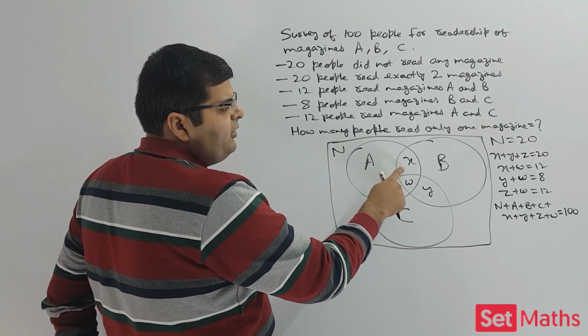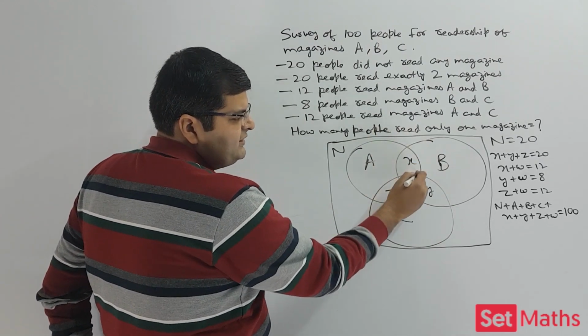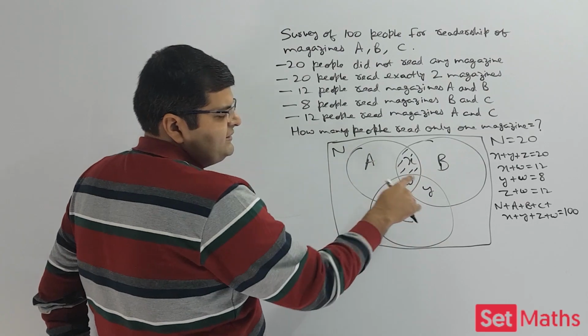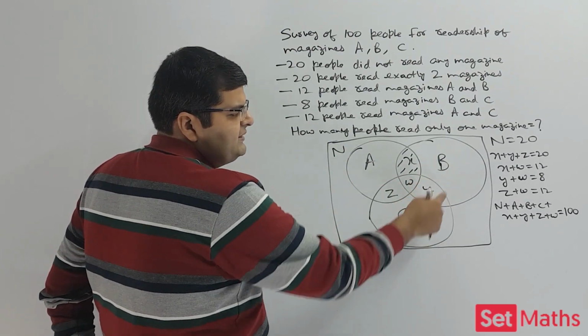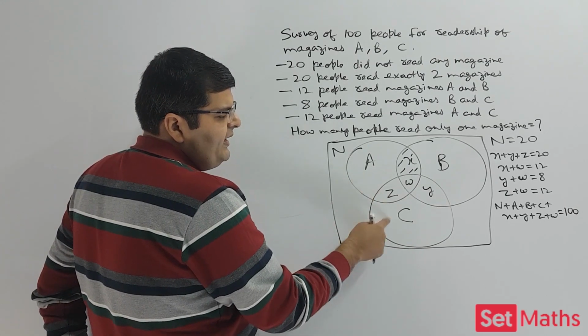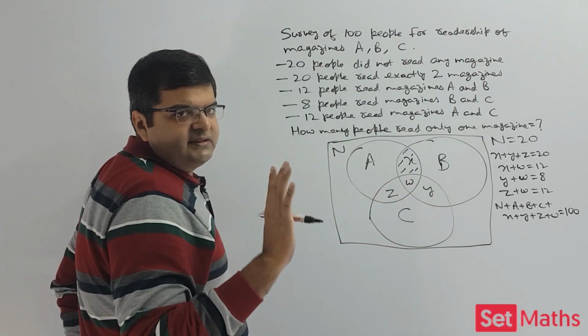X is for the number of people reading A and B only. So only this part, which I have shaded, is X. Similarly, Y is the number of people who read only B and C. Z is the number of people who read only A and C. And W is the number of people who read all three magazines.